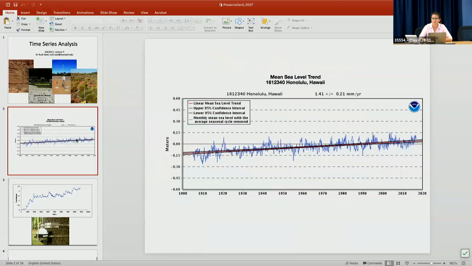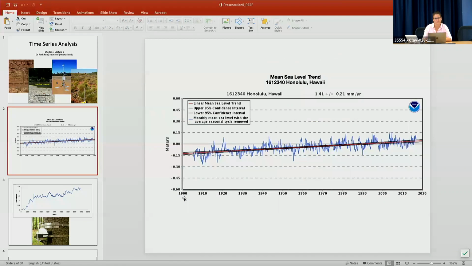Here's a time series example, and this is mean sea level in Honolulu in Hawaii. And the trend here, we see a rise in sea level. We're seeing a lot of variation around this trend. What we can see on the y-axis is the meters on the tide gauge versus time, and in this case these are years.